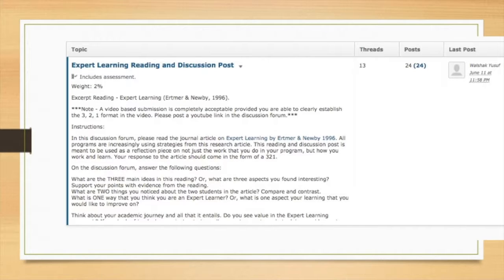Here is a quick example of our discussion forum. I got them to read an excerpt from Ertmer and Newby 1996 on expert learning, and really just queried them on what are the 3 main ideas or things you found interesting, or a couple things that they noticed or observations about the students that were depicted in the reading. And actually, the discussion posts were pretty good.